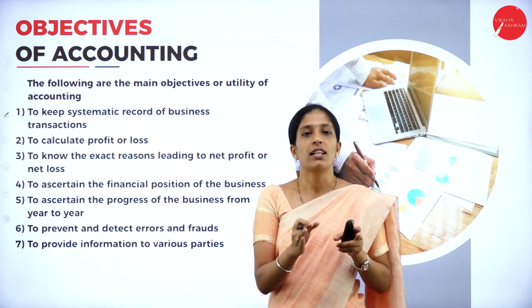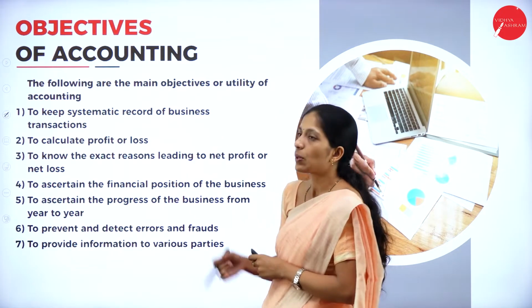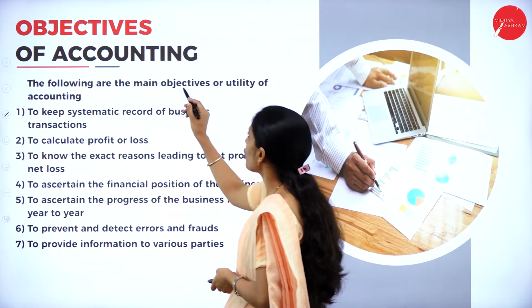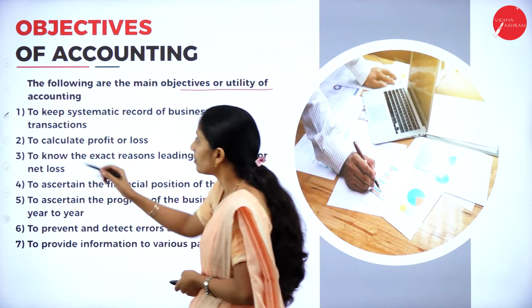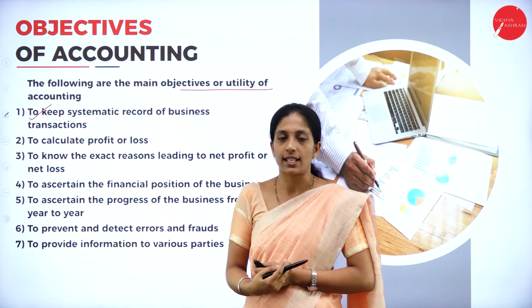So till now we have learnt everything relating to characteristics of accounting. Now let us see what are the objectives of accounting. The following are the main objectives or utility of accounting. So the first one is to keep systematic record of business transactions.